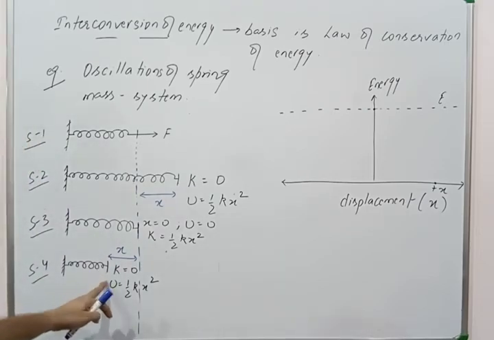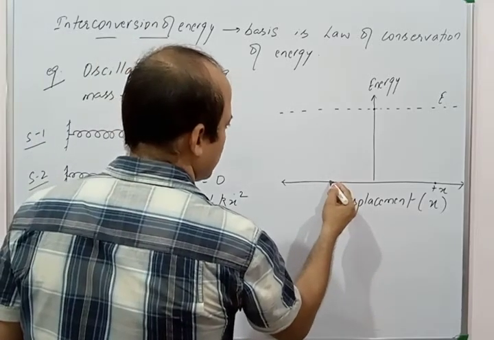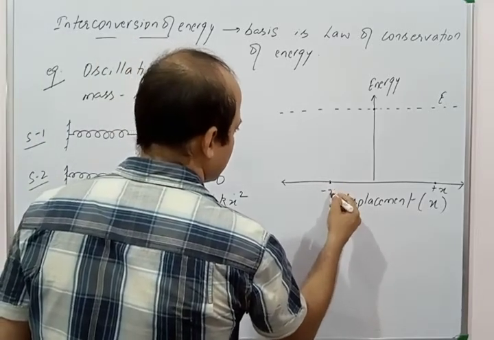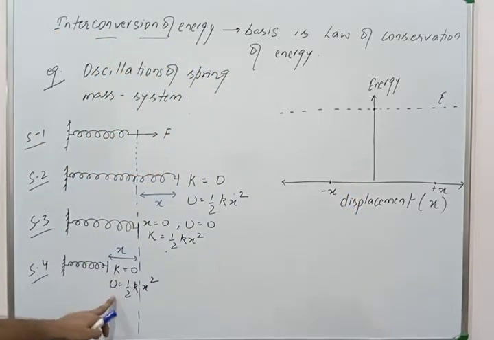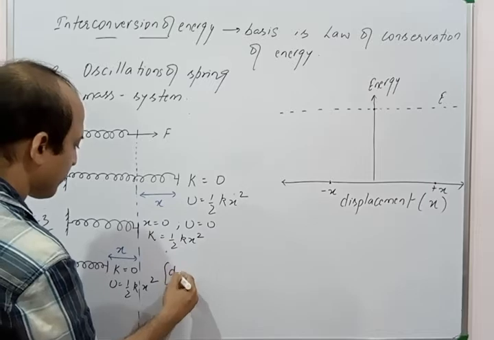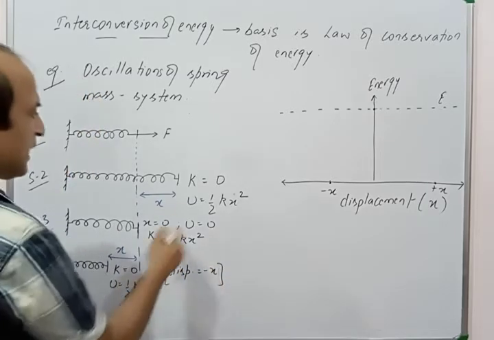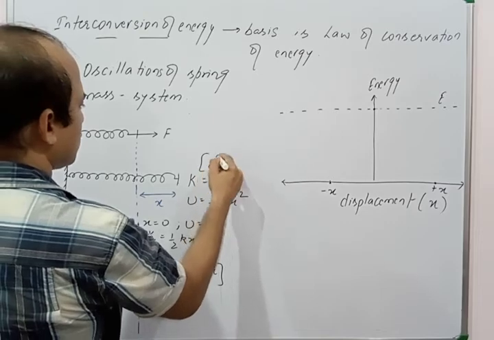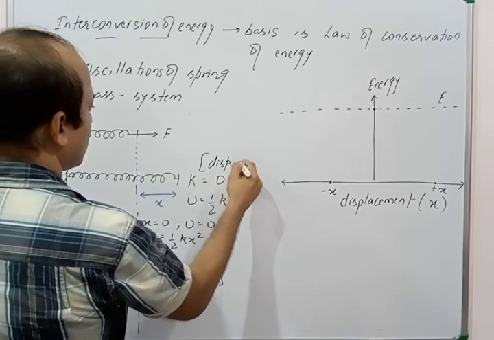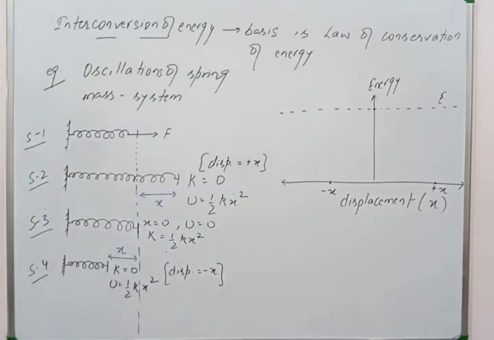So again, at one of the extreme positions, when the displacement is minus x, what happens? Potential energy becomes maximum. Here we will say displacement is minus x because it is on the left hand side. Here we will say displacement is plus x because it is on the right hand side. This is the elongation shown by positive sign and this is the compression shown by negative sign.